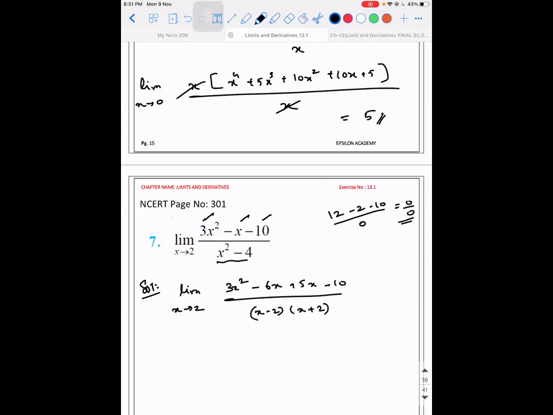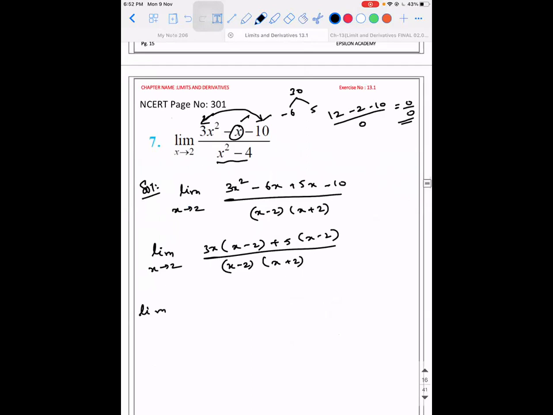So how did I do that? The coefficient of x square and constant multiplied is 30. The factors of 30 which will give you minus 1 is minus 6 and 5. So limit x tends to 2, 3x into x minus 2 plus 5 into x minus 2, the whole divided by x minus 2 into x plus 2. So what are you going to get? 3x plus 5 into x minus 2 divided by x minus 2 into x plus 2. So x minus 2 gets cancelled. When you substitute x tends to 2, it will be 6 plus 5 divided by 4. 11 by 4 is the answer.